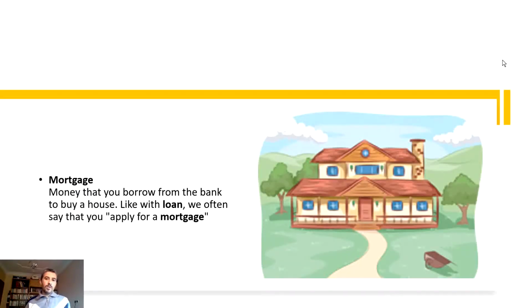One special word for a credit or a loan when you want to buy a house is the mortgage. So the mortgage is when you take money to buy a house. That's a specific word for borrowing money from the bank.